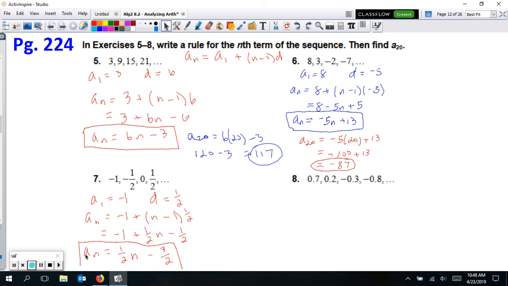So A of n is equal to that 1/2 n. Common difference is always your slope, remember. And then it's minus that 3 over 2. That's like the y-intercept. So remember, these are all linear equations. Remember, the 6 is the common difference. So we already knew what number is going to be up in front of our equation, even when we just found it right here. 6 is going there.